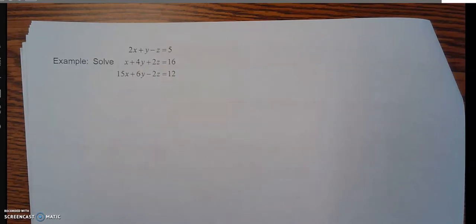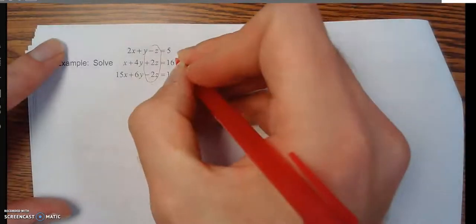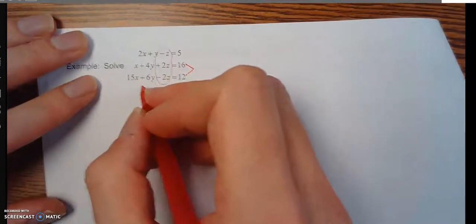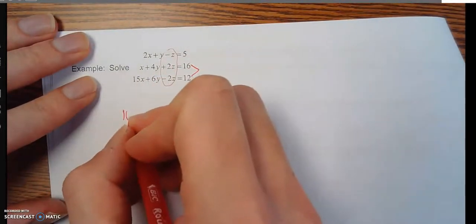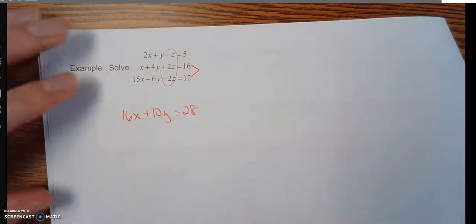Okay. So let's try these guys. It looks like the z's again. I'm going to look at the z's, try to get rid of those. If I just do these two first, that's going to take care of things pretty easily, because the z's will already cancel out the way they're written. So that'll give me a 16x plus 10y equals 28.